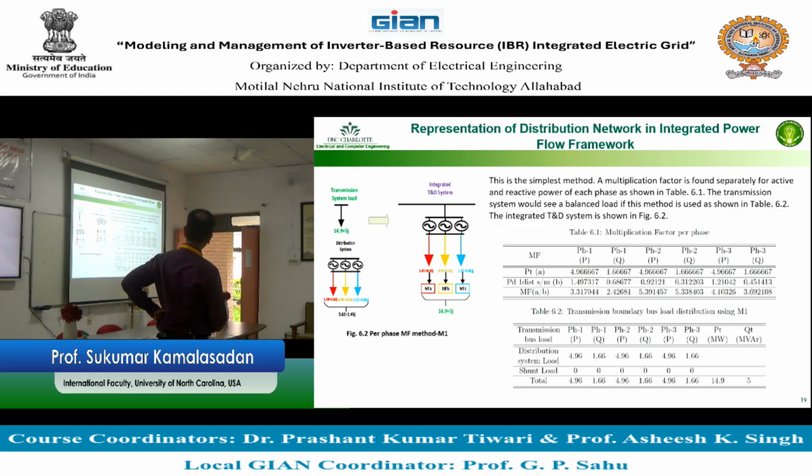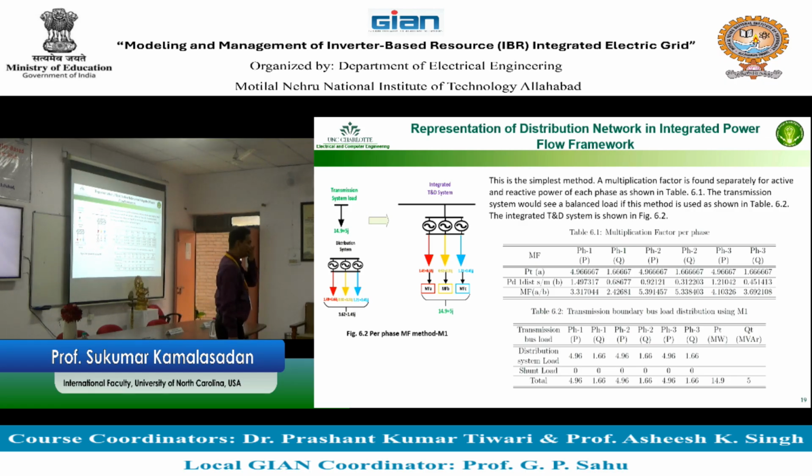So you can actually get a multiplying factor. For example, you see 4.96 and 1.66 add up to 14.95, 14.9 and 5. This 4.96 comes with a multiplying factor. Each of those multiplying factors is different. You see? So every phase current is different, but the total seen at the transmission side is the same.